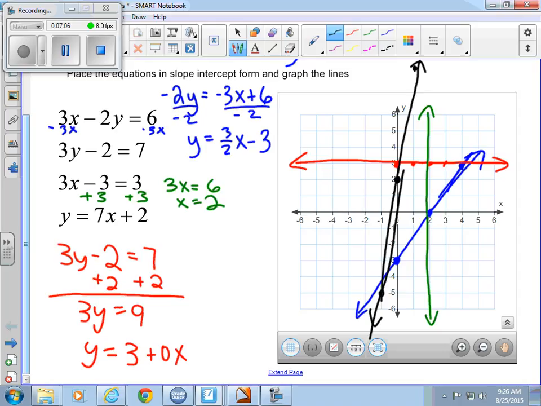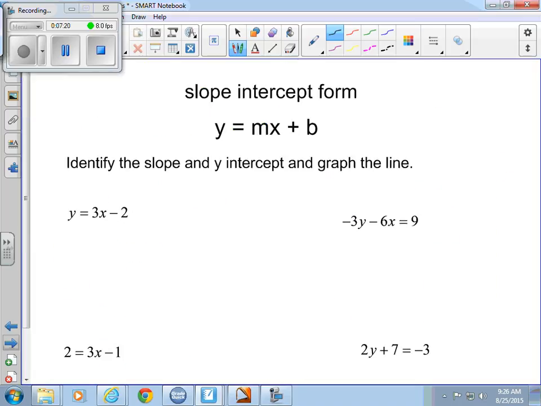Up 7 units and over 1 unit. Do you start from the slope or from the zero? From the y-intercept. Let's try again. Again, if you just write it down, one couple of big things you need to know: the slope of a horizontal line is 0, and the slope of a vertical line is undefined.